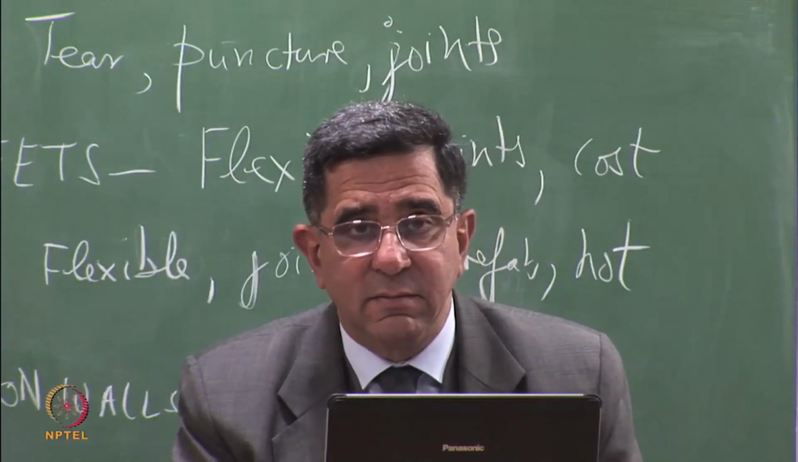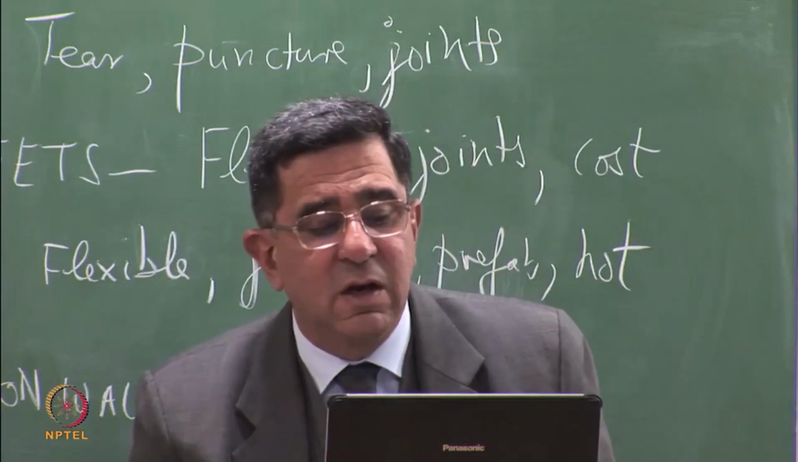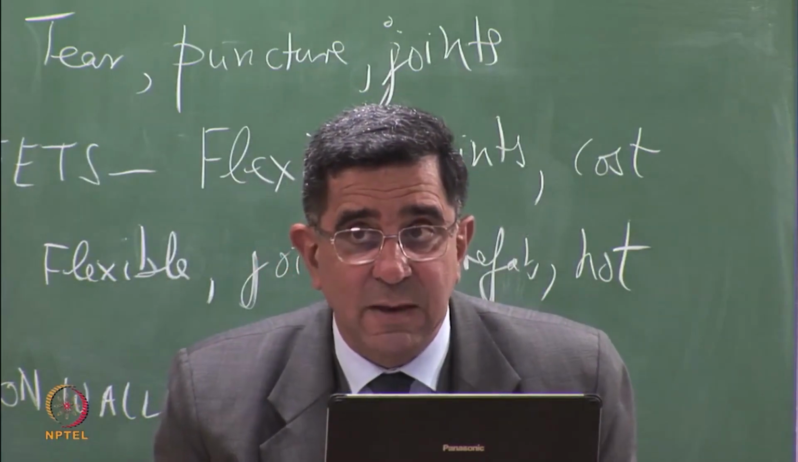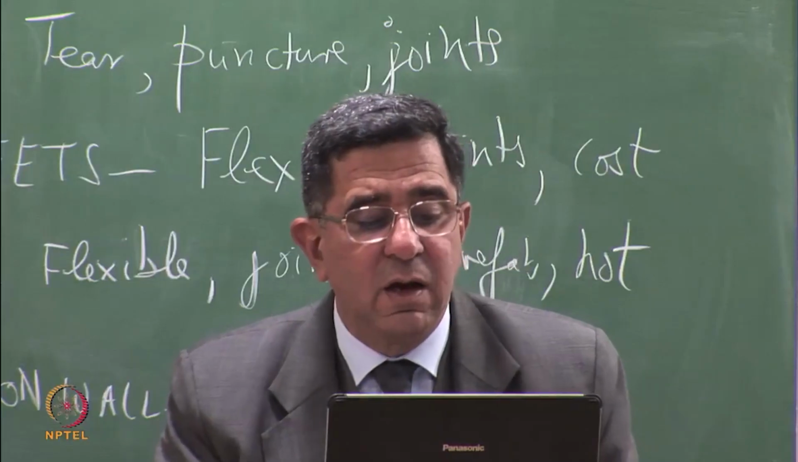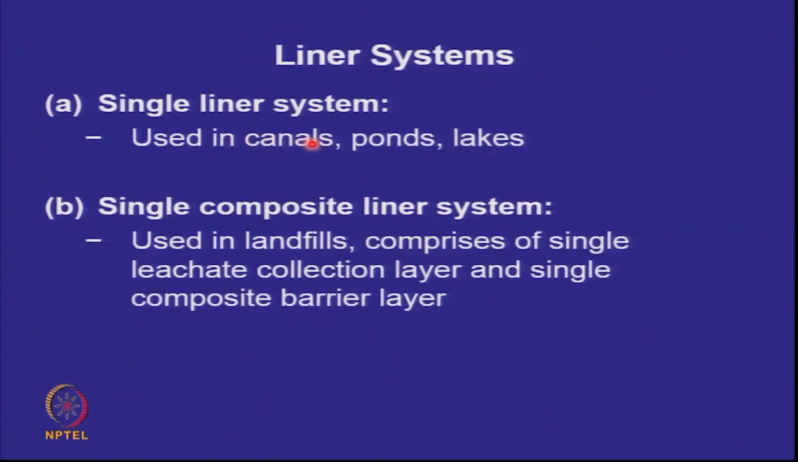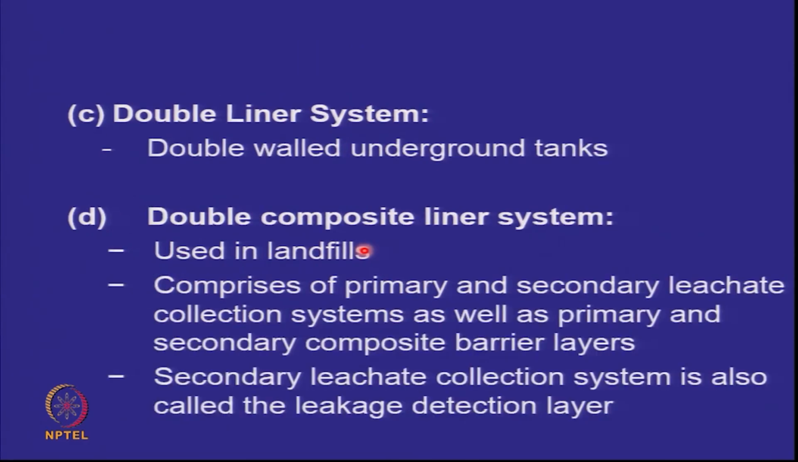So let me revisit what I was saying. We don't use single liner systems for landfills except for C&D or inert waste. However, single liner systems are used in canals. You put plastic sheets in canals, you use them in ponds, you use them in lakes or water reservoirs for drinking water. Single composite liner systems are used in landfills. Double liner systems are not used in landfills, but may be used in double walled underground or overhead tanks. Double composite liner systems are used in landfills. So these go for hazardous waste landfills and the others go elsewhere.